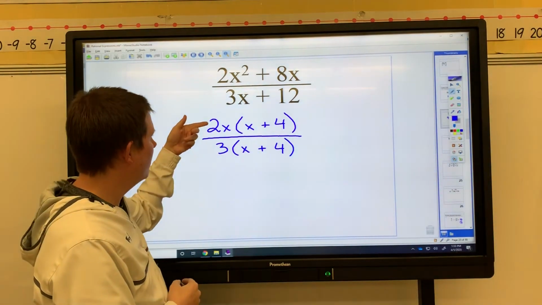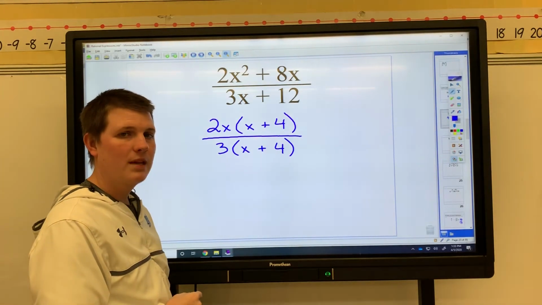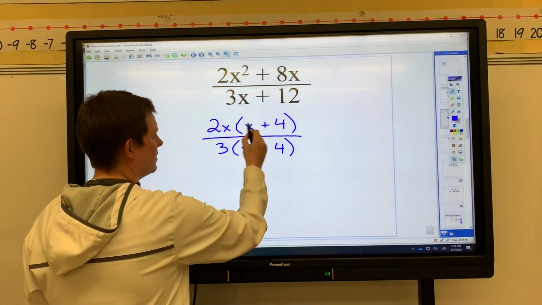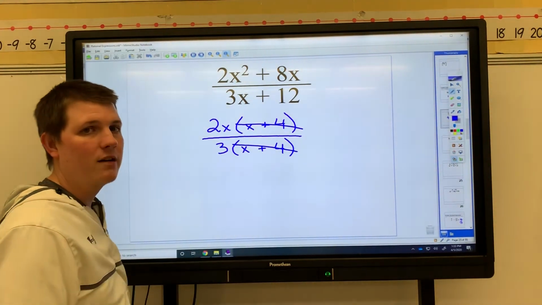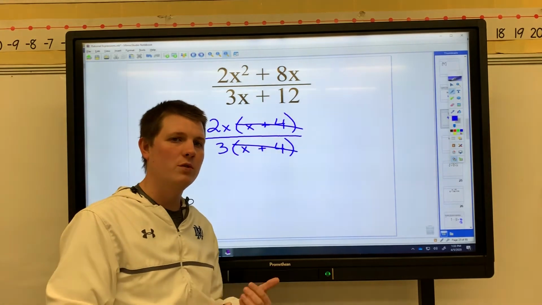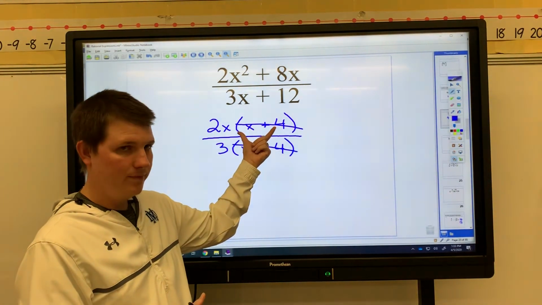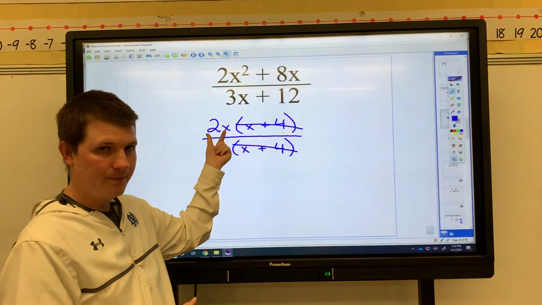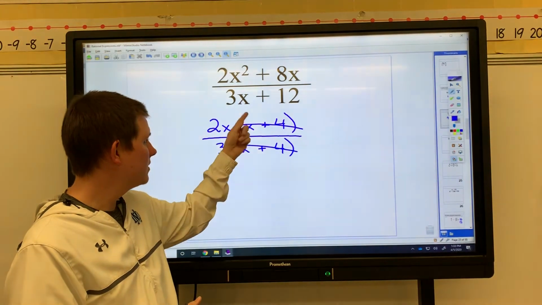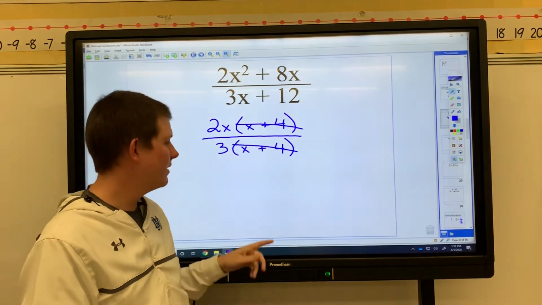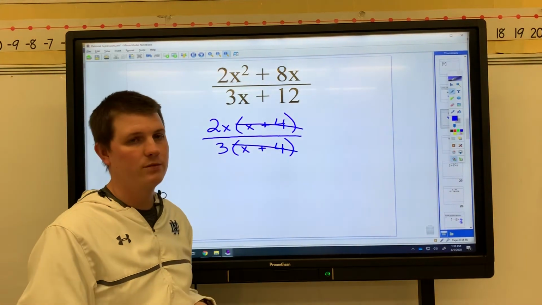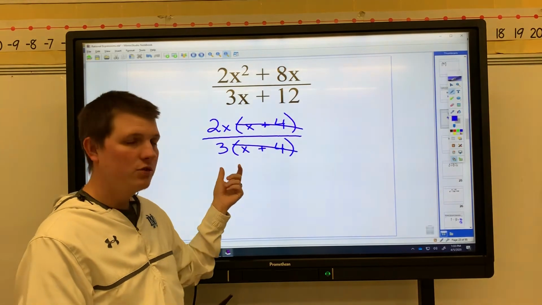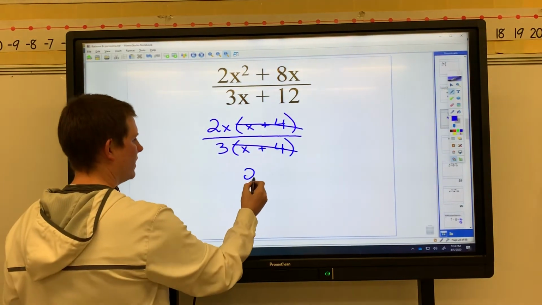I factor the numerator. I factor out the denominator. Now, is there something common I can factor out? Yes, they both have an x plus 4. I can cross them out because they're common. Now, if you're thinking, well, I'm adding, and you said I can only multiply. If I look at the whole binomial, x plus 4, it is being multiplied by the 2x. It says 2x times the binomial x plus 4. Same thing on the bottom. I'm multiplying 3 times x plus 4. So as long as I cancel out the entire binomial, it is being multiplied. So I'm allowed to do that. So I have 2x over 3.